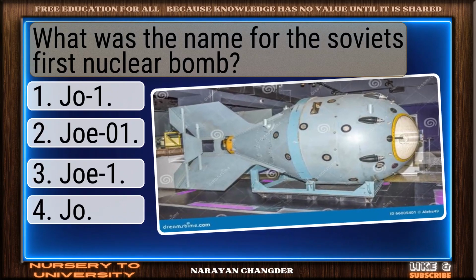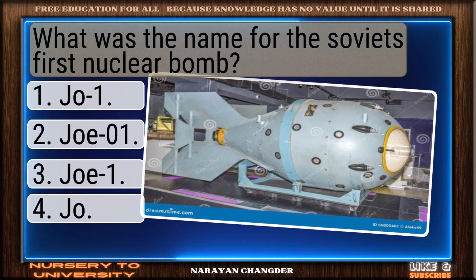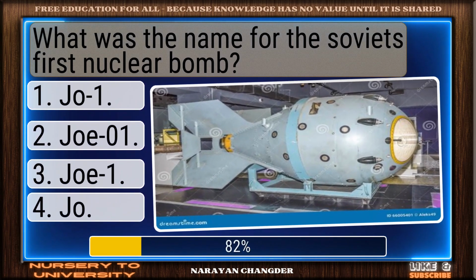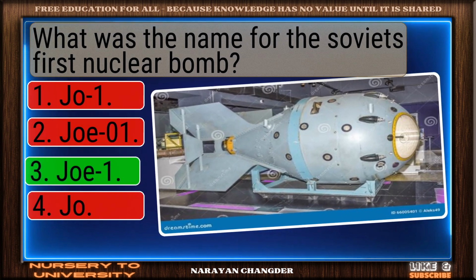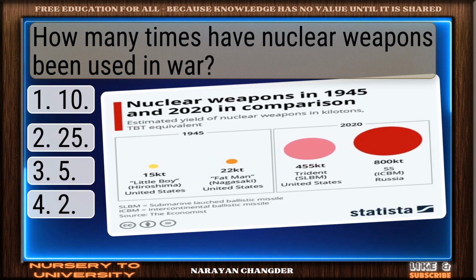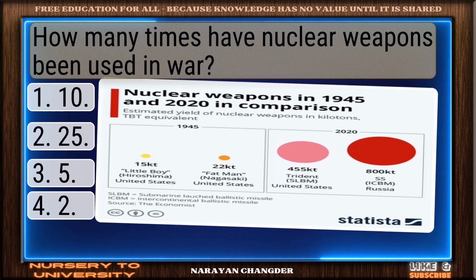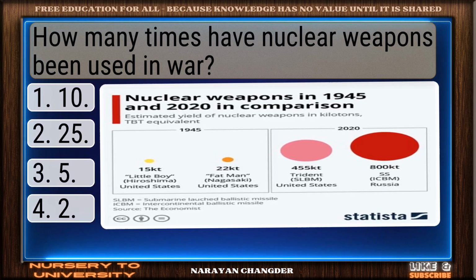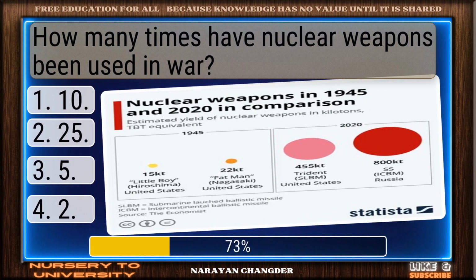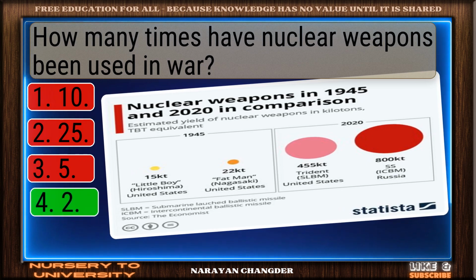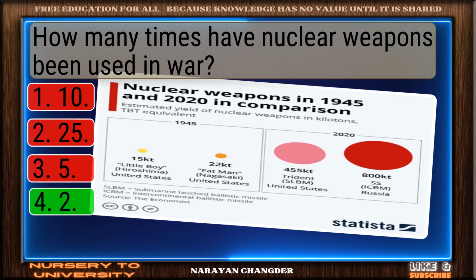What was the name for the Soviets' first nuclear bomb? Nicely done. Joe 1 is a solid answer. How many times have nuclear weapons been used in war? Right choice. 2 is the best answer.